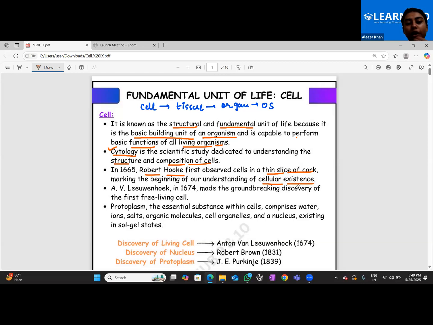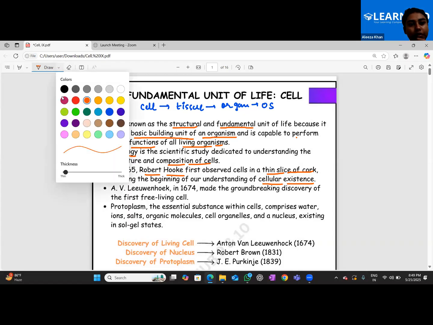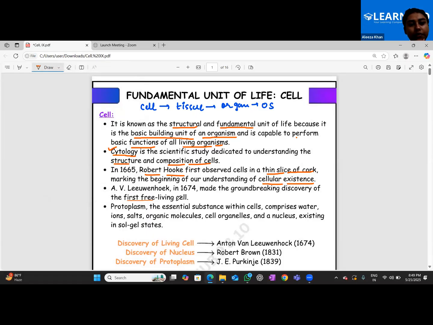Okay. A.V. Leeuwenhoek, have you heard about the scientist? Yes, ma'am. He found bacteria living in water. Yes, so he discovered the first free living cell. The names of the scientists can be asked in your exam. So you need to learn them.